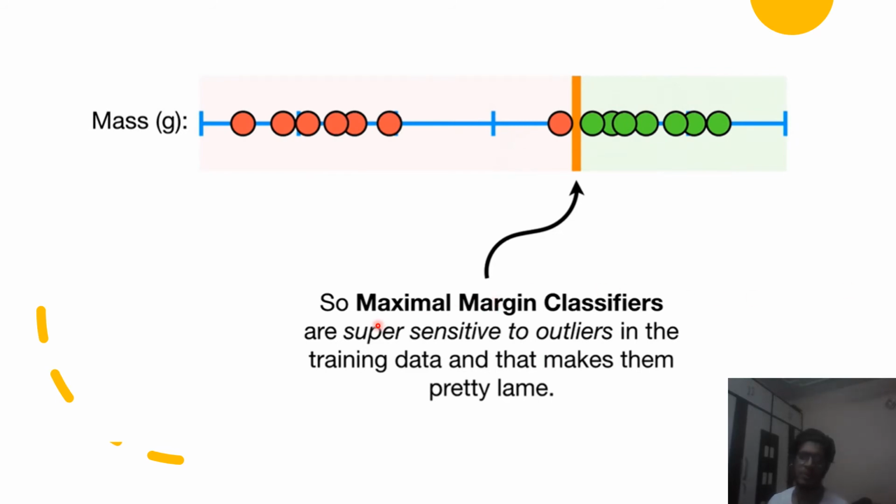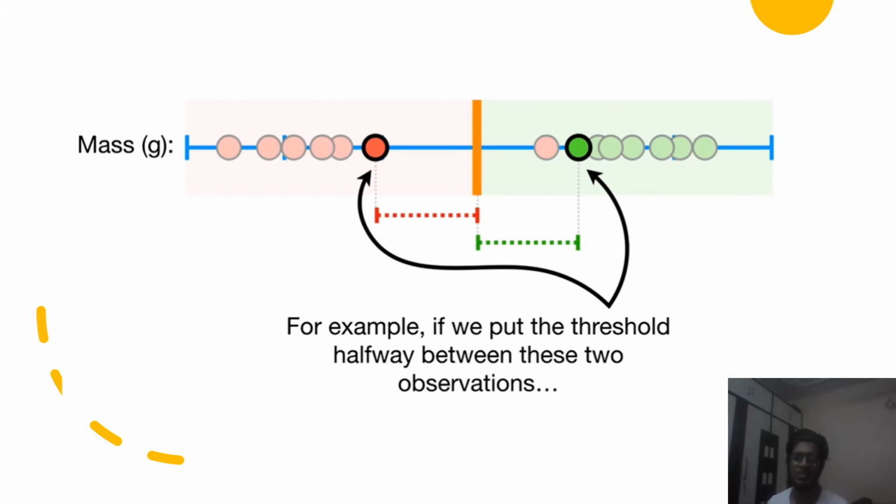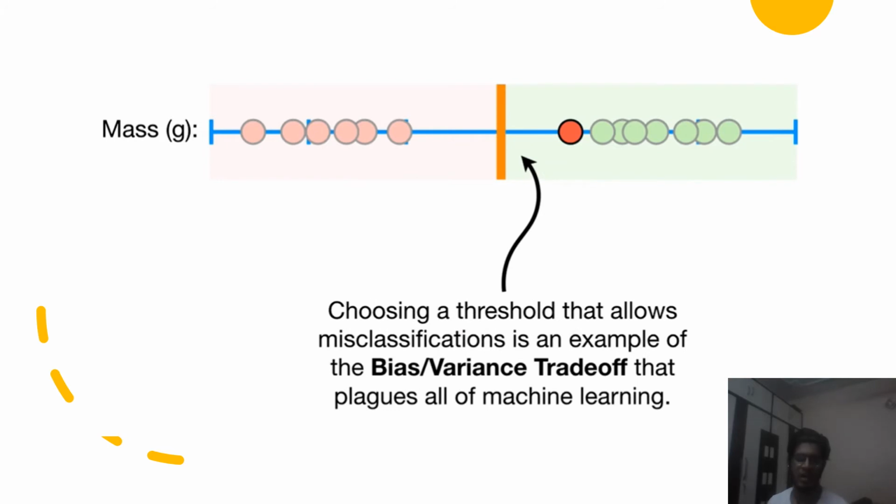So moving on, this proves that maximal margin classifiers are super sensitive to outliers in the training data. That makes them pretty lame. So if we put the threshold halfway between these two observations, choosing a threshold value that allows misclassifications is an example of the bias variance trade-off that plagues all of machine learning.